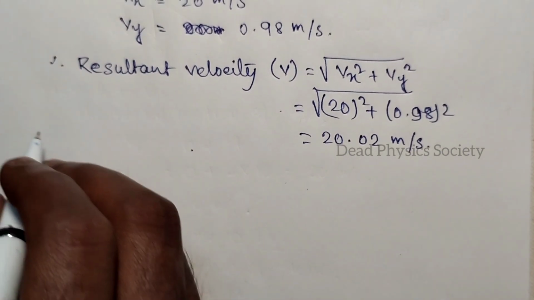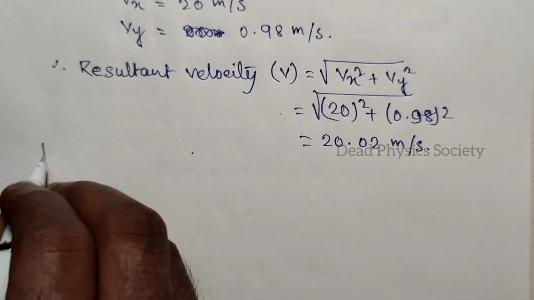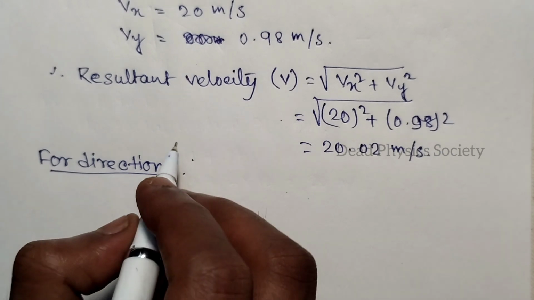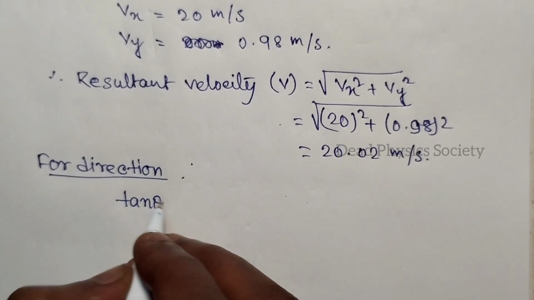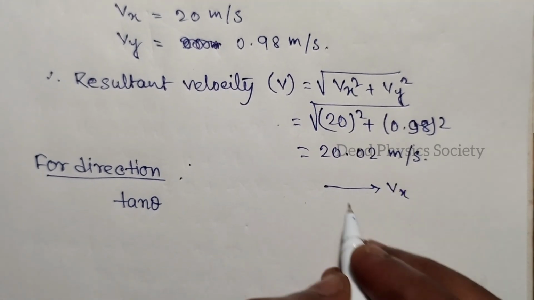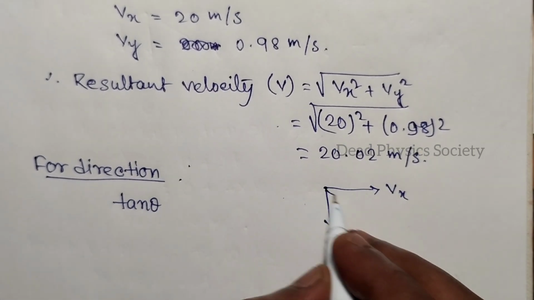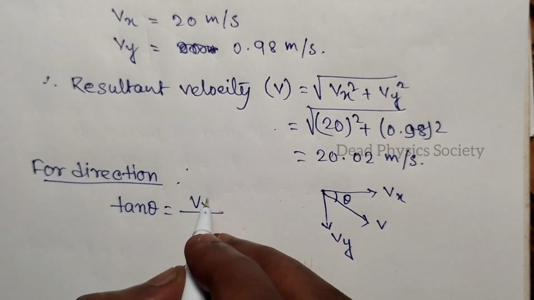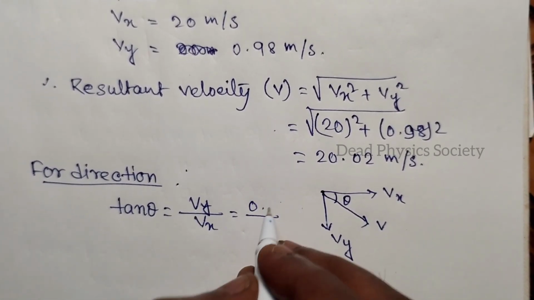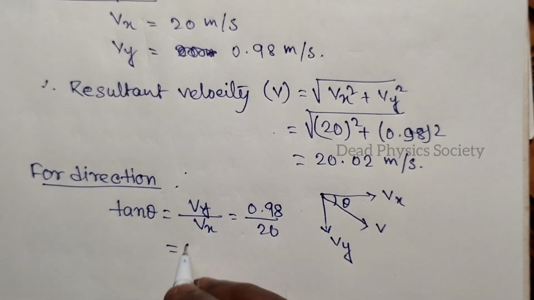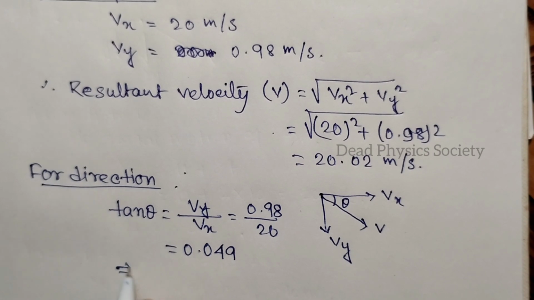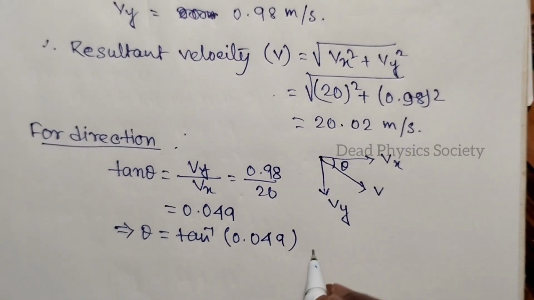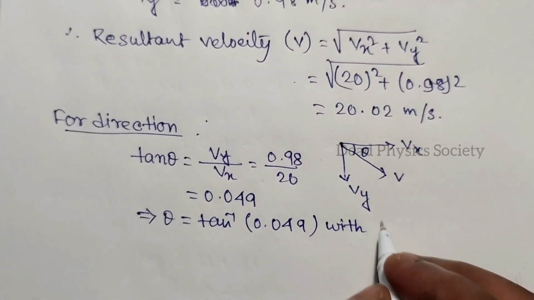এবার আমাদের ডিরেকশন বার করতে হবে, এই রিজাল্টেন্ট ভেলোসিটি ডিরেকশন কিভাবে বার করব? ফর ডিরেকশন অফ দ্যাট ভেলোসিটি V আমরা জানি tan theta, if this is Vx and this is Vy and this is V, if you take this as theta, then tan theta equals to Vy by Vx, which is equal to 0.98 by 20 is equal to 0.049, or theta equals to tan inverse 0.049 with horizontal.